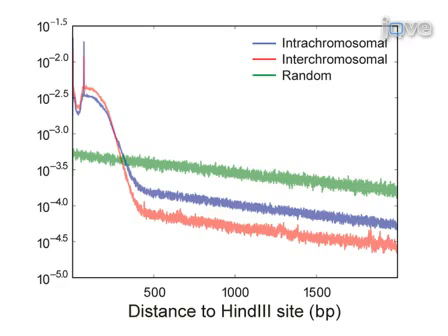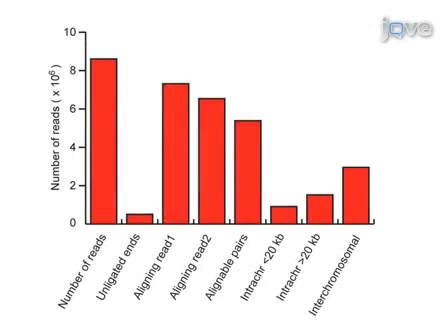Analysis of the sequenced reads should show that reads from both intrachromosomal and interchromosomal interactions, indicated by the blue and red lines, align significantly closer to HindIII restriction sites as compared to randomly generated reads, shown in green. In a successful experiment, 55% of the alignable read pairs represent interchromosomal interactions.